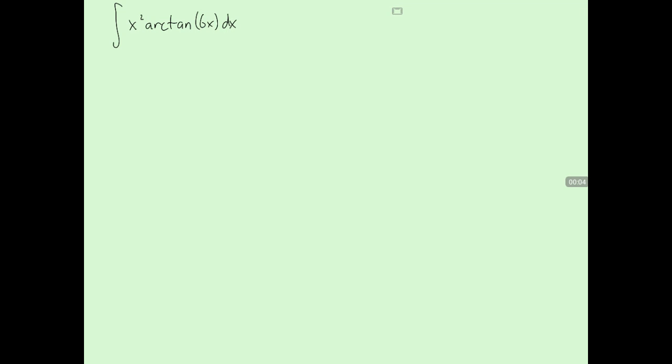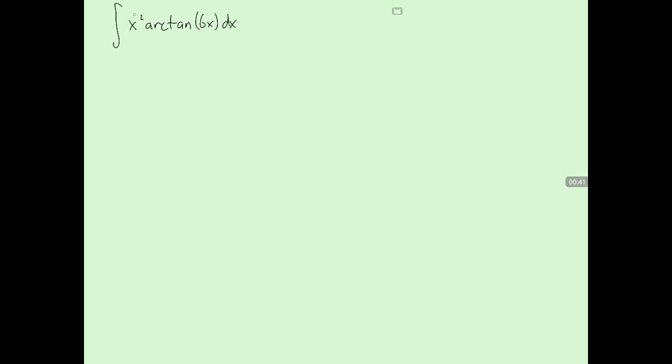Alright, so right now we are going to compute the indefinite integral of x squared times arctan 6x. Let's take a look at the integral and see which one of our integration tools we can use. If we make a substitution for x squared or 6x, we're going to either get an x out of that or a 6 out of that, and neither of those is going to help us very much because it doesn't get rid of all the x's into a different variable that we can substitute.